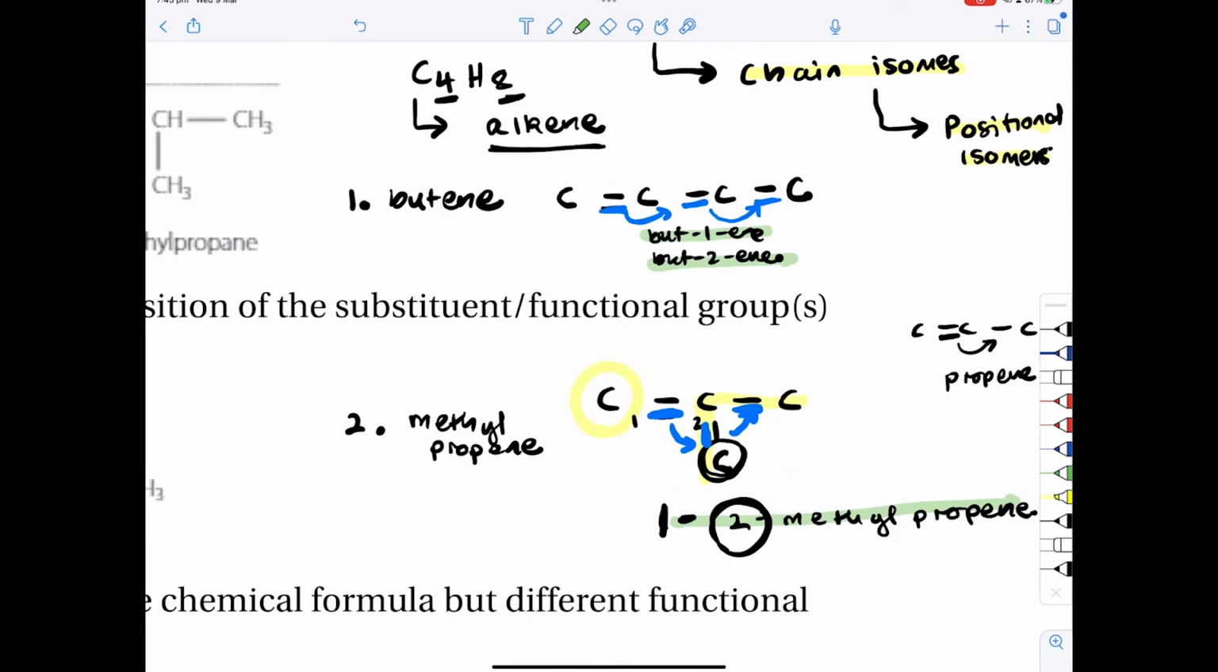Now, Alphys, if the question asked you how many chain isomers there are of C4H8, how many chain isomers do we have? Chain.